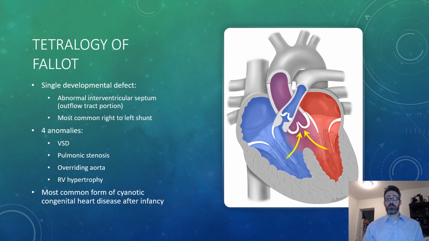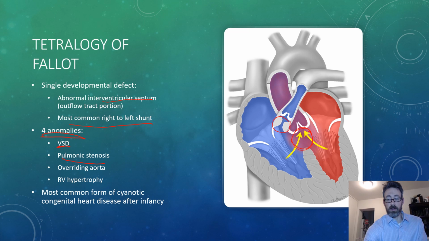Now, Tetralogy of Fallot is where you have essentially a single developmental defect, an abnormal interventricular septum. You notice the right and left ventricle, and you can see that there's an opening there, so there's communication between these two ventricles. This is going to cause most commonly a right to left shunt. This isn't like a typical VSD that I've already mentioned, where it's a left to right shunt. This is actually the reverse, and this is because of these other anomalies that occur along with that septal defect. So I have the ventricular septal defect, but I also have pulmonic stenosis.